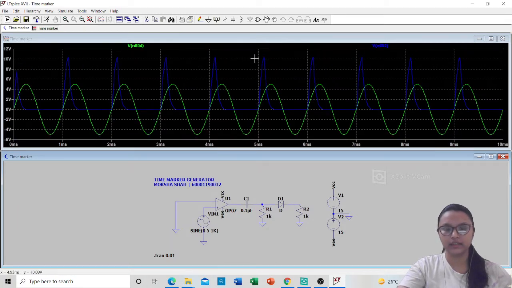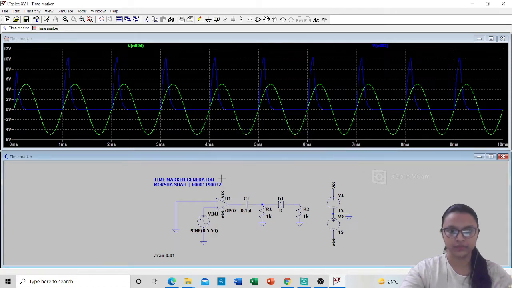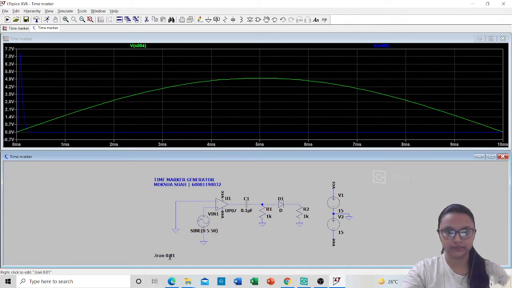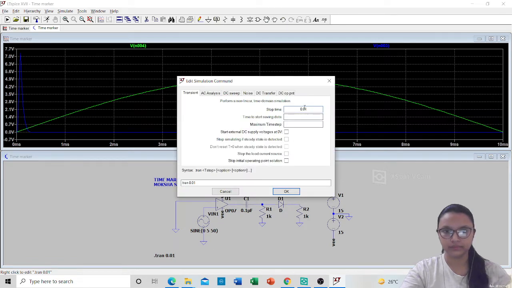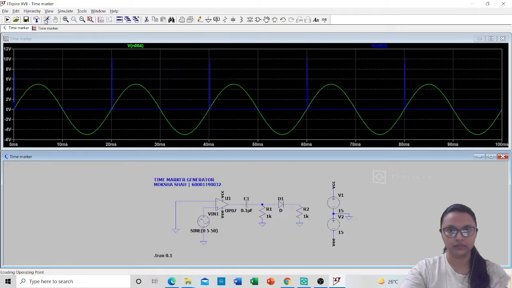So you are getting spikes. If you want proper spikes, you can minimize the frequency to 50 and change the time period, and run. Yes, so you are getting proper spikes.